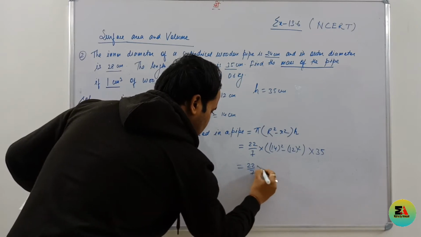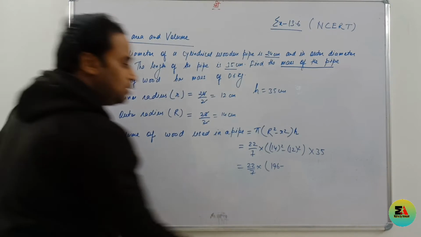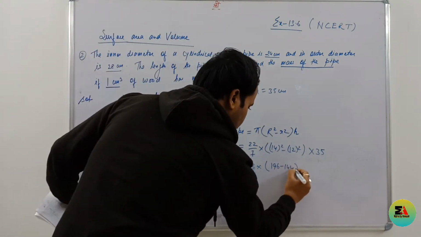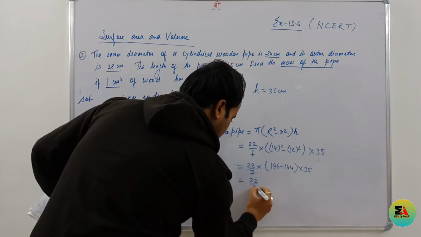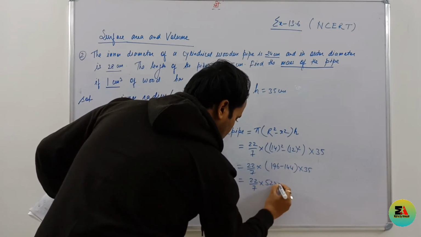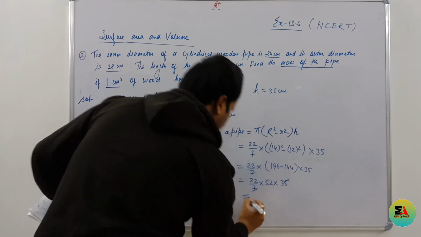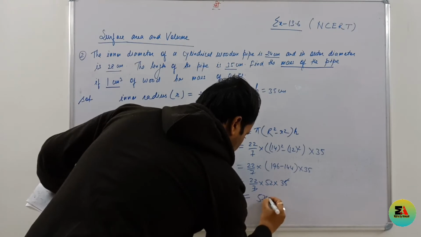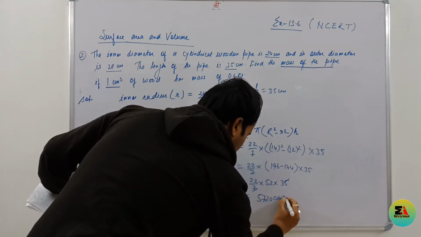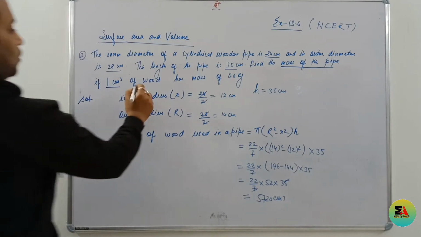Solve this one. This becomes 196, 14 squared. This is 144 into 35. This becomes 22 by 7. This is 52 and this is 35. After solving we get 5720 centimeter cube, and mass of wood is already there.